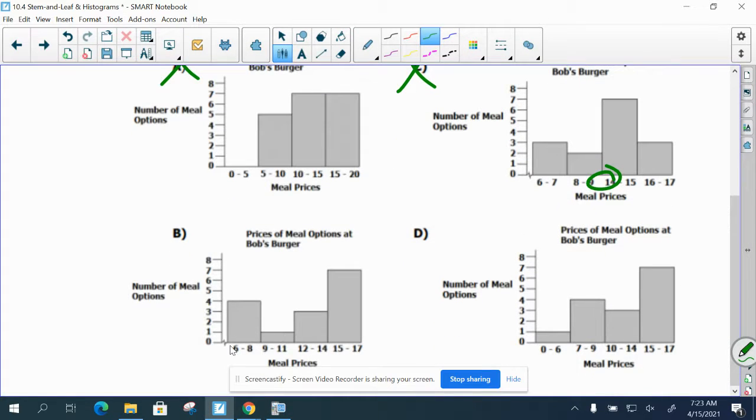Okay, so how about this one? 6 to 8, 9 to 11, 12 to 14, 15 to 19. I don't see anything wrong with that one. Let's take a look at D, though. 0 to 6, 7 to 9. Okay, so for this one, the intervals aren't equal because this goes 6 to 7, but this only goes 7 to 9. So that's a smaller interval. So that is unequal intervals. So the answer would be B.